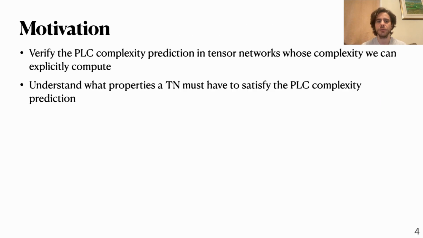The motivation for our work is that we found that the PLC prediction is much less than the complexity of standard tensor networks. Our goal was to try to find explicit tensor networks which have the same complexity the PLC predicts, to see if we can find evidence in support of or against the PLC, better understand what properties are required for it to be correct, and understand if these properties naturally emerge in holographic settings.